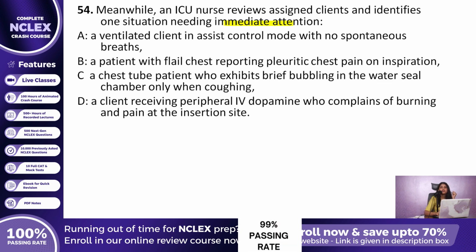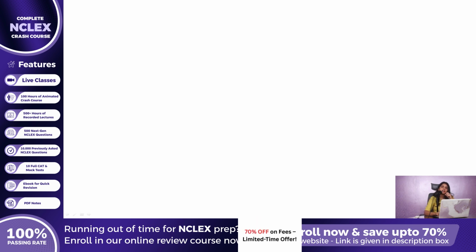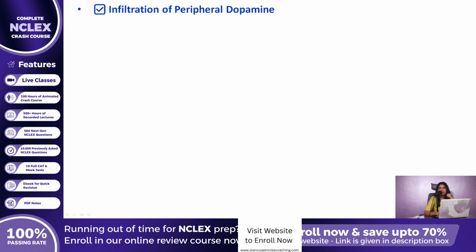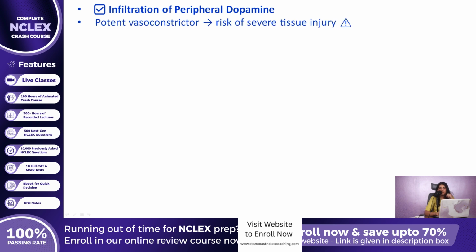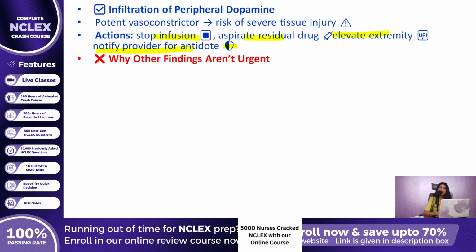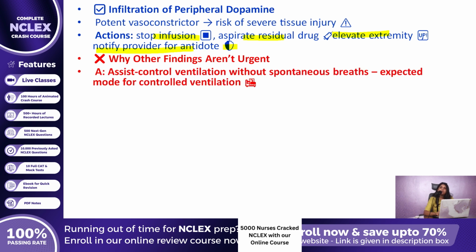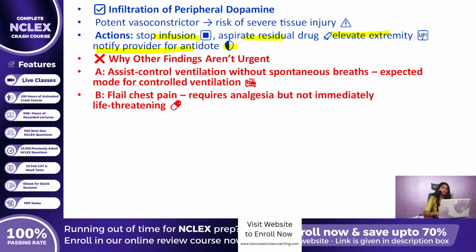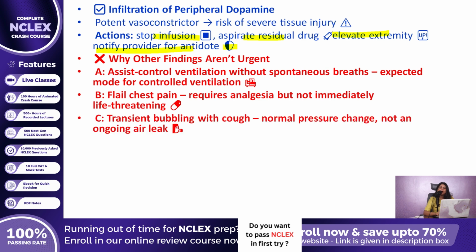The client on peripheral dopamine with site pain, because dopamine is a potent vasoconstrictor and can cause severe tissue injury if it infiltrates. The nurse must stop the infusion, aspirate residual drug, elevate the extremity, and inform the provider for antidote administration. Assist control ventilation without spontaneous breaths, option A, is expected. Flail chest pain, option B, warrants analgesia but isn't immediately life-threatening, and transient bubbling during coughing, option C, reflects normal pressure changes rather than an ongoing air leak.